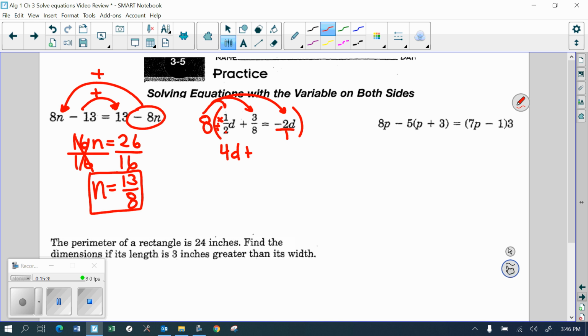Plus 8 divided by 8 is 1, times 3 is 3. 8 divided by 1 is 8, times negative 2 is negative 16d. Now we have all integers.